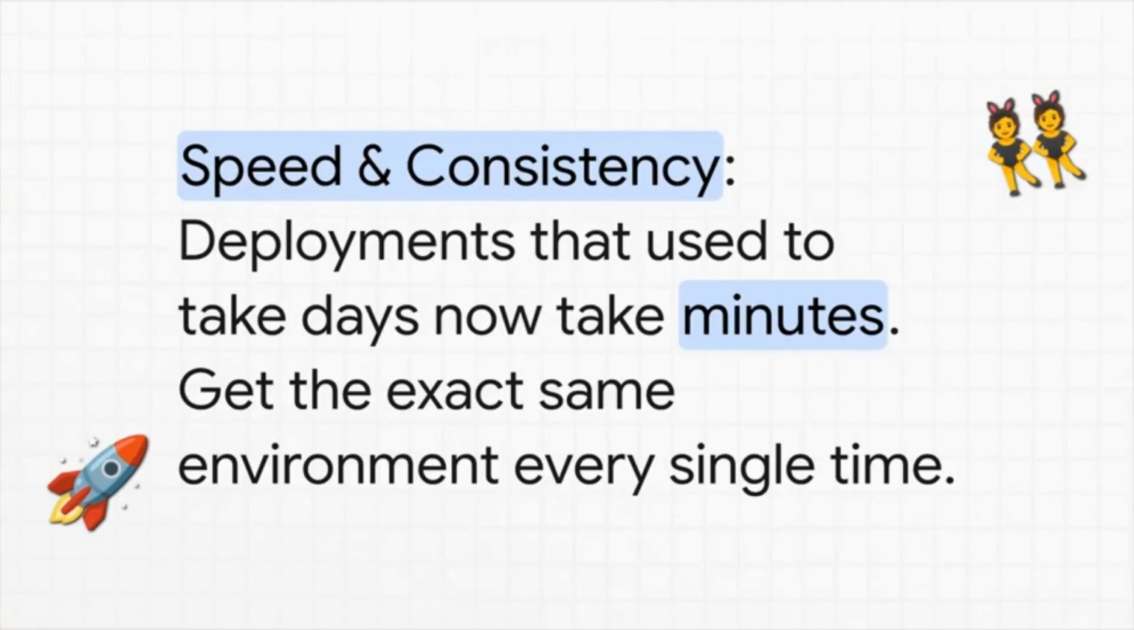First step: pure speed and consistency. By automating everything, you completely get rid of the manual work and those weeks of waiting. Deployments that used to take days can now be done in minutes. And because it's all defined in code, you get the exact same environment every single time. That classic "well, it works on my machine" problem starts to disappear.